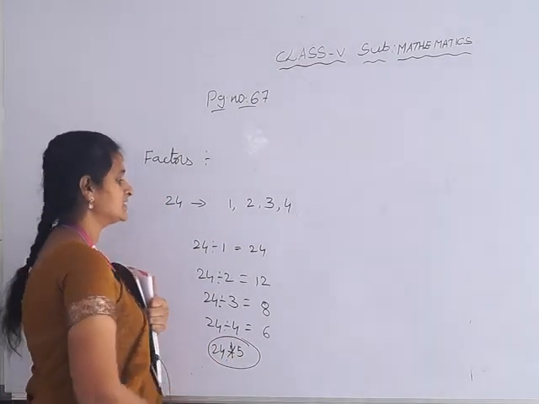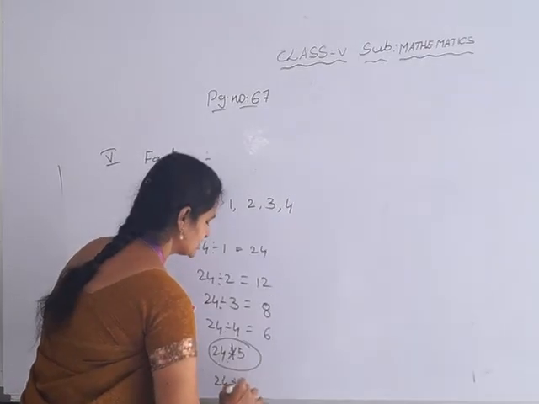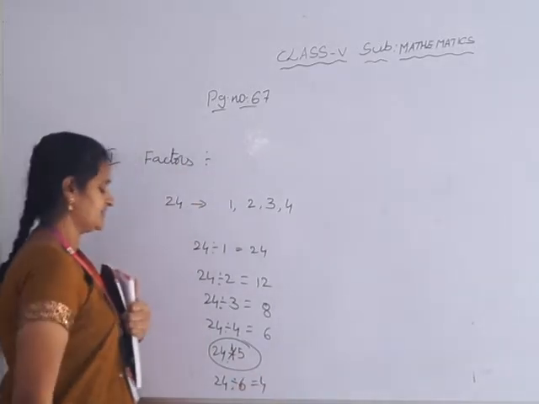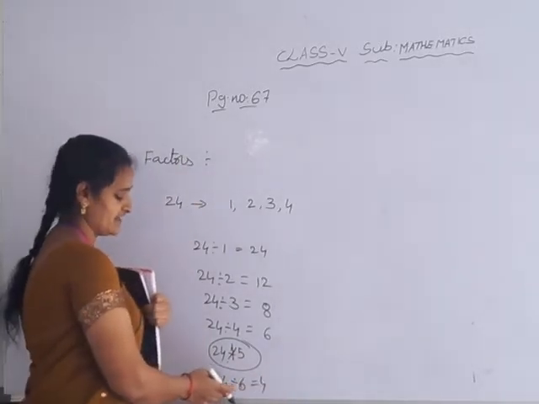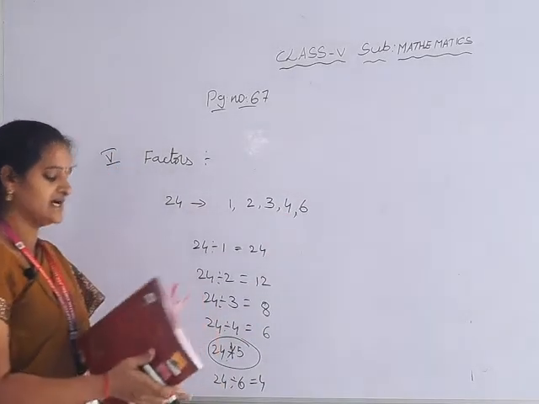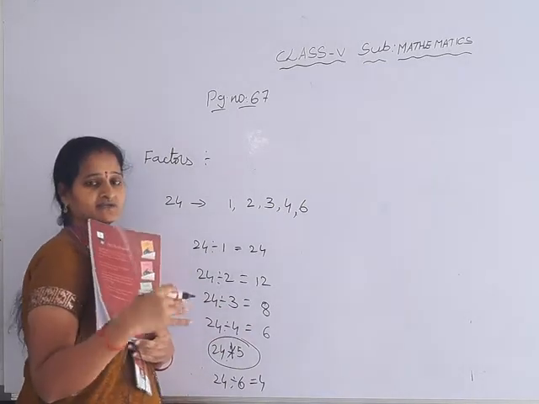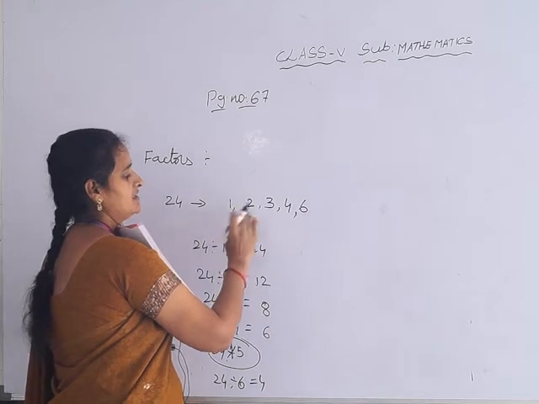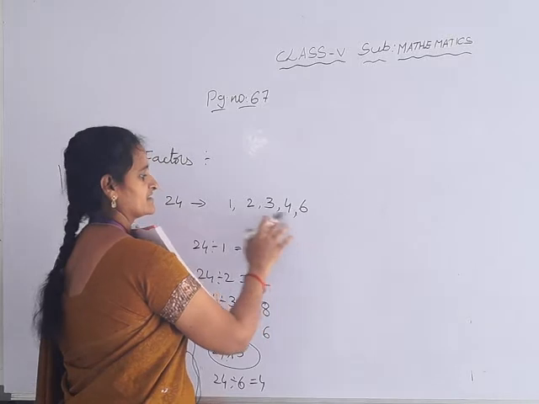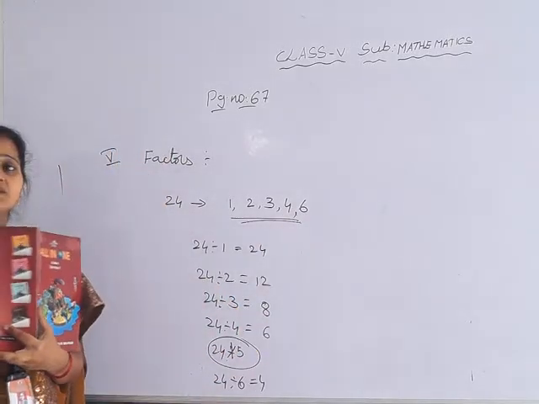Next, 6. 6 divides 24 how many times? 4 times. So what is asked in the question? Only write the first 5 factors of 24. Here 1, 2, 3, 4 and 6 are the first 5 factors of 24.